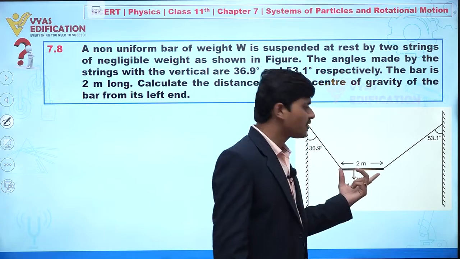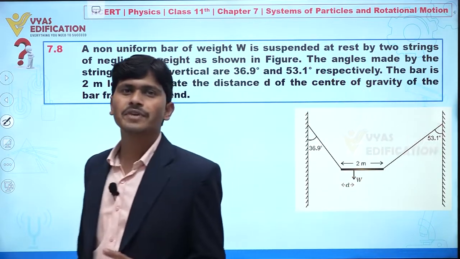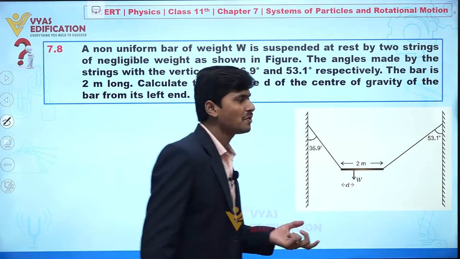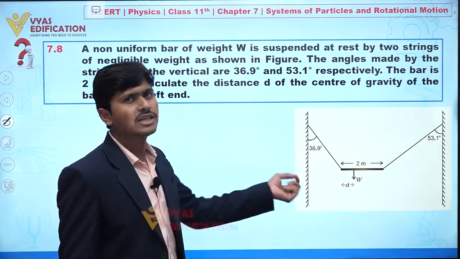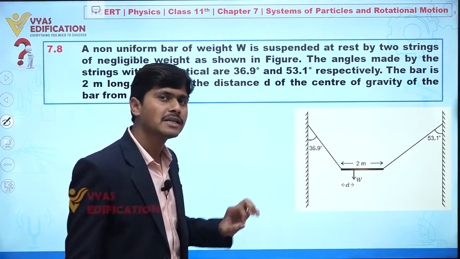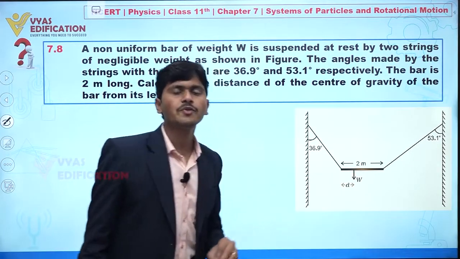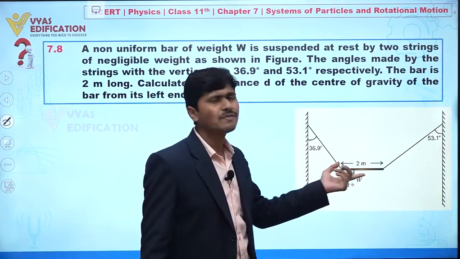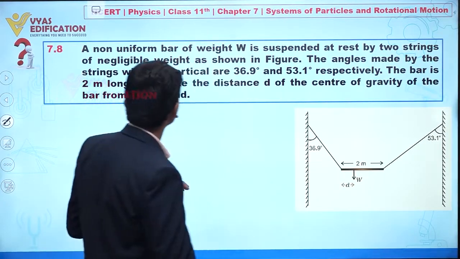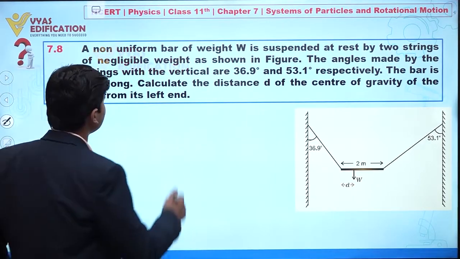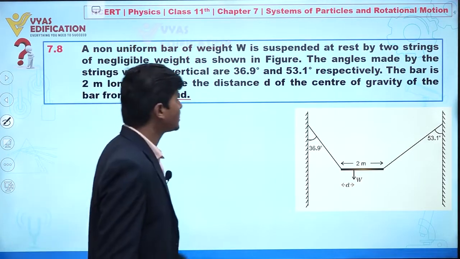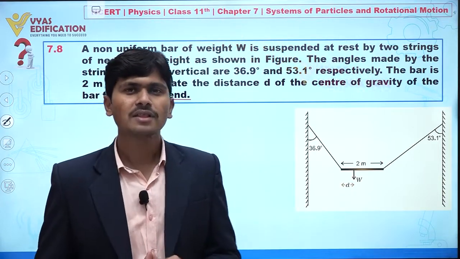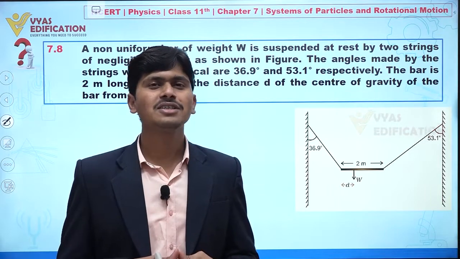In this question, we have a non-uniform bar. Clear? It has a weight W. If we had a uniform bar, it would be different, but in this question the weight of this bar is W. Now we have to find the position of the center of mass. You can find it from either end, but as given in the question, we have to find the center of mass from the left end. Clear? So first let us try to find the forces acting on this bar.